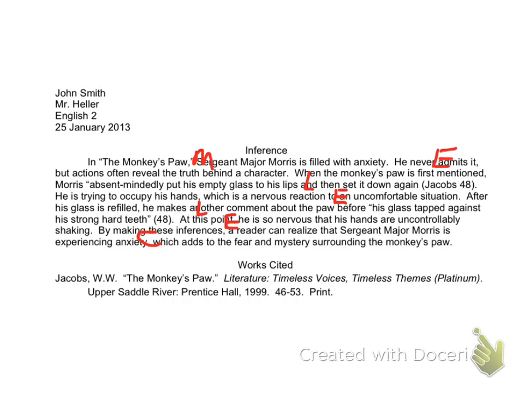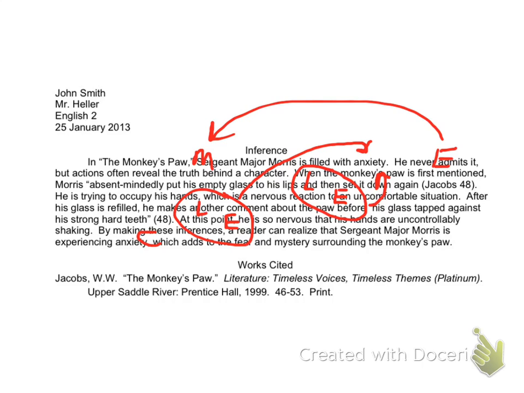Here's a look at how I used MELELEC to organize this paragraph. The E is an elaboration of the M. The first link and explanation prove the inference. The second link and explanation also prove the inference. And our C is that strong closing thought about the main idea.